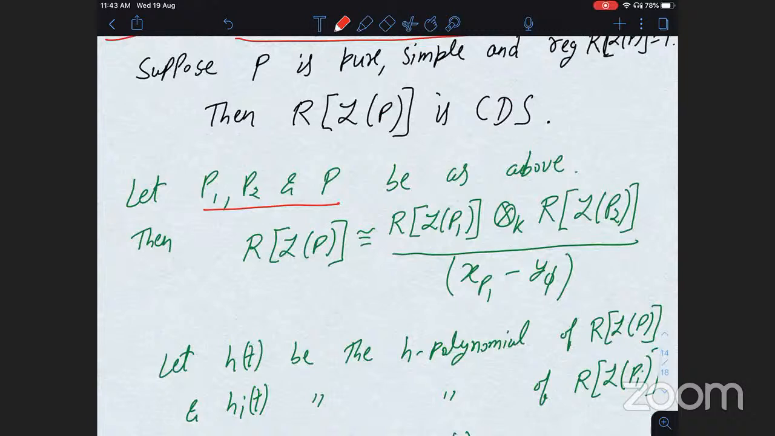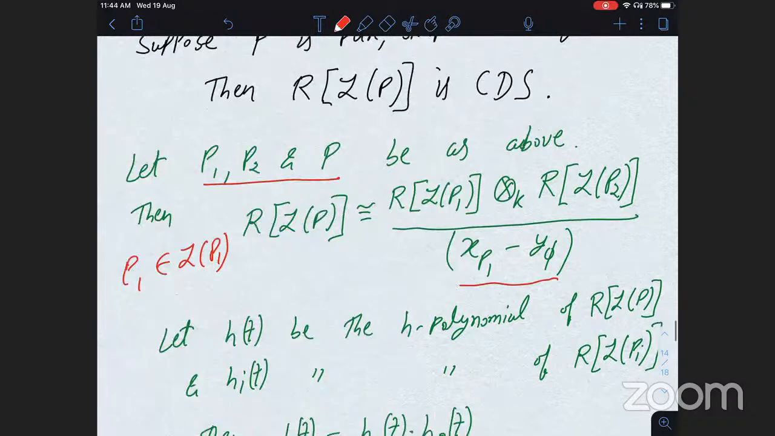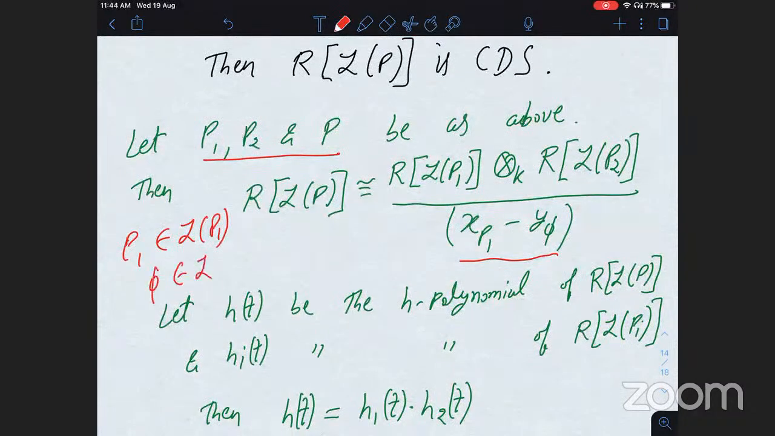If P1, P2, P are as above, then R[I(P)] is isomorphic to the tensor product of the Hibi rings corresponding to P1 and P2 modulo a relation. So now what is this relation? Okay, so note that P1 belongs to I(P1). That means P1 is an order ideal of P1, right? And the empty set will be an order ideal of P2.